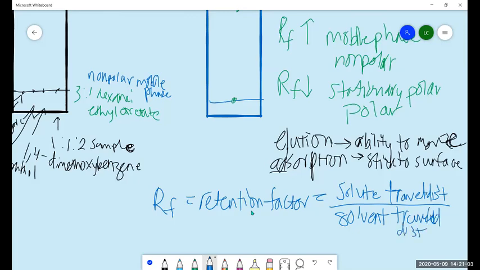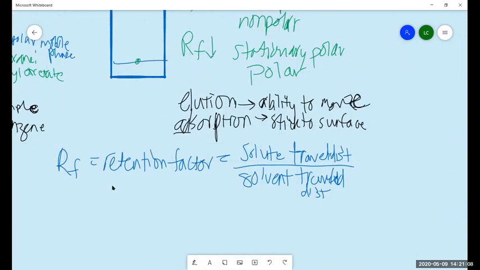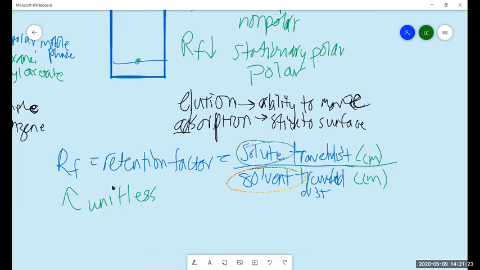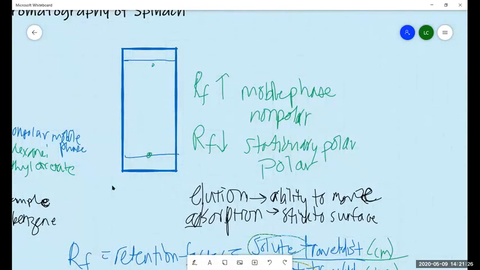I know my handwriting is not the best. Because you do distance divided by distance, retention factor is dimensionless. There are no units, it's unitless. So just note that. Solute over solvent. Okay, and then here you can see that, for instance, the solvent distance will be the line to line. You just draw it for easy measurement.